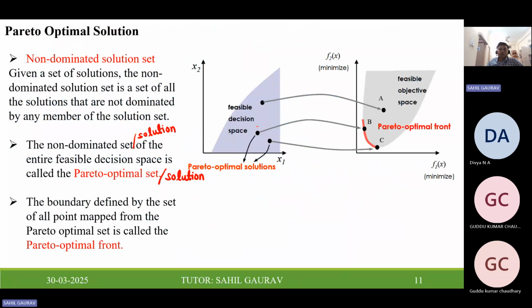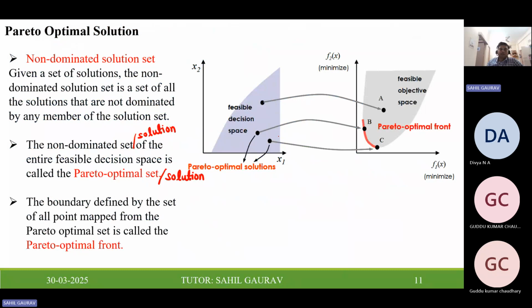So this Pareto optimal solution: these are the feasible decision space for the decision variables, and if these map to the feasible objective space, then we make this Pareto optimal front. The boundary defined by the set of all points mapped from the Pareto optimal set, we call it the Pareto optimal front. So these are the feasible decision space, and when we map these to the feasible objective space, we call it the Pareto optimal front.